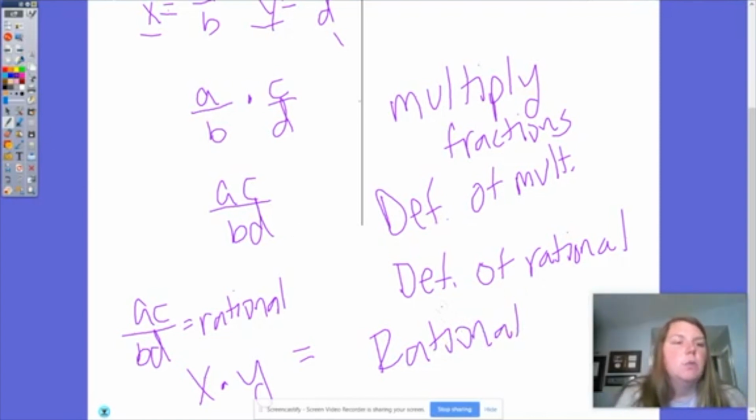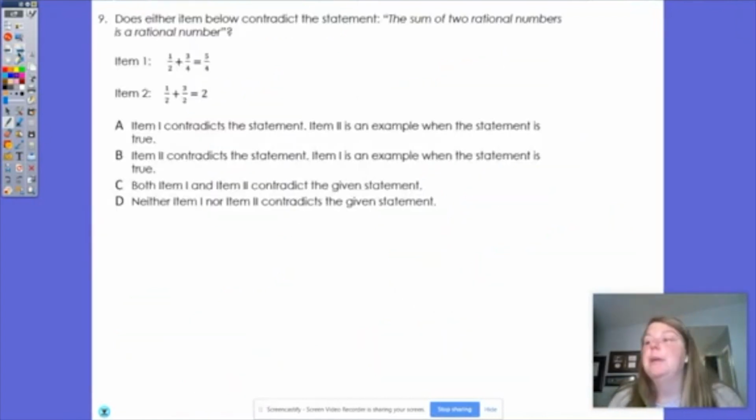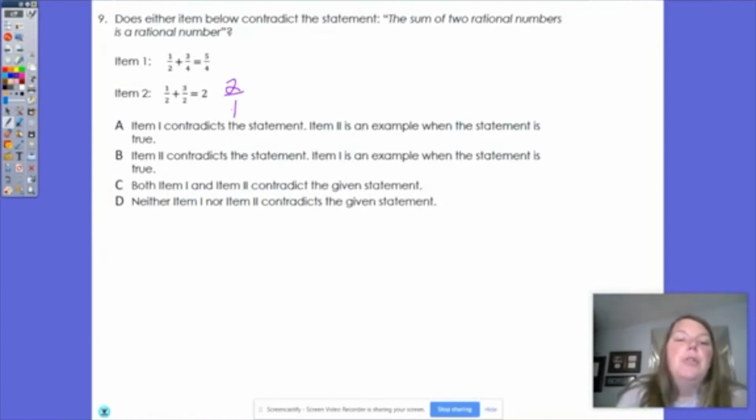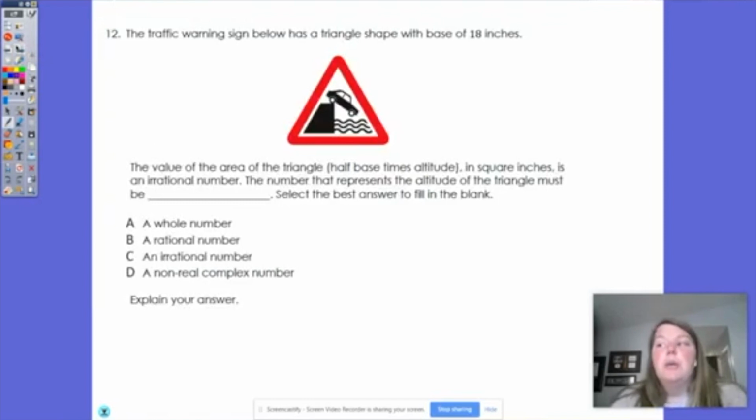All right, and then the next one I wanted to look at is number 9. Number 9 is asking us to decide, does either item below contradict the statement, the sum of two rational numbers is a rational number? So do we end up with another fraction? And item 2 may not look like it, but remember we could rewrite 2 as 2 over 1. So both items, D, neither item is going to contradict the given statement that two rationals added together is going to give you a rational. And then the last question I want to look at is number 12.